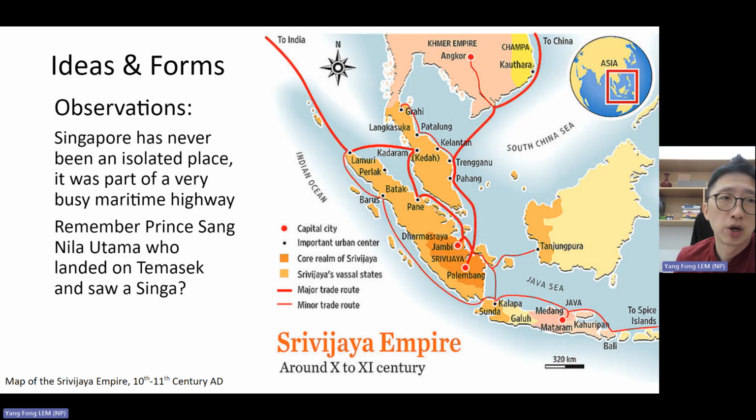So observation, Singapore has never been an isolated place, right? It's always part of a very busy maritime highway, right? Remember Prince Sang Nila Utama who landed on Temasek and saw a singa, right? So because of its position, because the maritime trade routes are so important, organically, naturally, Singapore is a very integral part of the network, right?